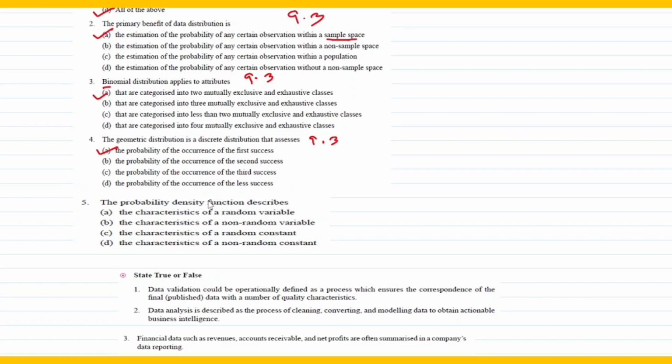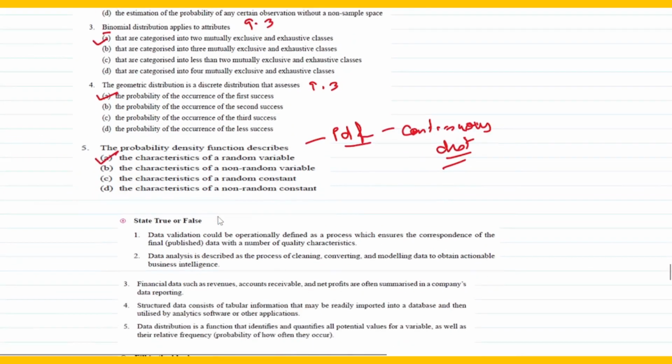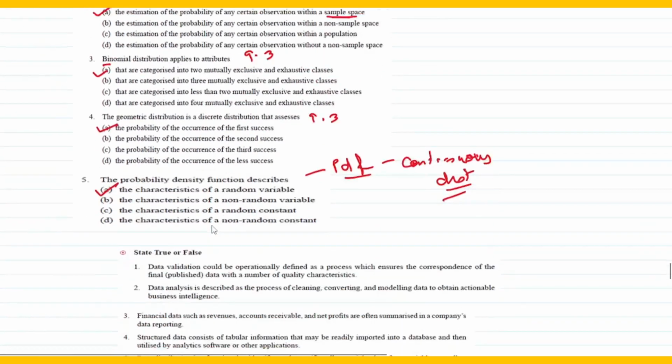Finally, we talk about what the probability density function describes. Probability density function, we have read it as PDF. If you remember, PDF is basically a part of continuous distribution, right? So if you have done continuous distribution, PDF was a part of it. PDF simply means the characteristics of a random variable, and these are the MCQs that are there.